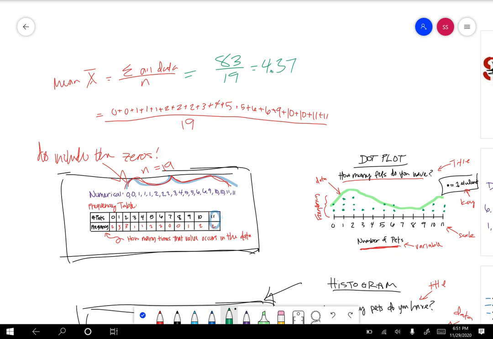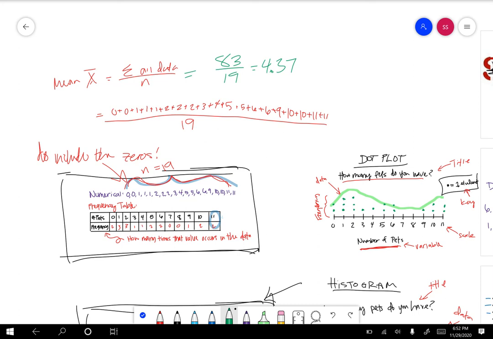Now, one thing I'm going to point out before we move on from the mean. I want you guys to think about if this number actually makes sense given what we're talking about. If I told you the mean is 4.37, what that is saying in context is that the average number of pets that people have is 4.37 pets. Now, can you actually have 0.37 of an animal? The answer to that is no, right? You can't have 4.37 of a pet.